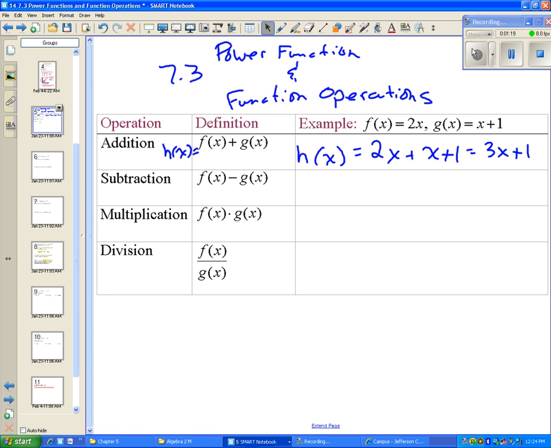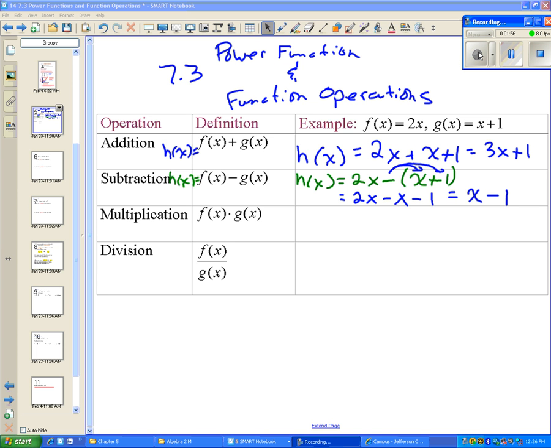That's addition. Well, how does subtraction work? Again, I'm going to have a new function h of x, which is f of x minus g of x. So h of x is going to be 2x minus, don't forget the parenthesis, x plus 1. Yes, Mr. Lovell, I'm talking about you. Don't forget the parenthesis. At this point, I have to distribute that negative through, and I get 2x minus x minus 1. So my new function h of x is x minus 1.